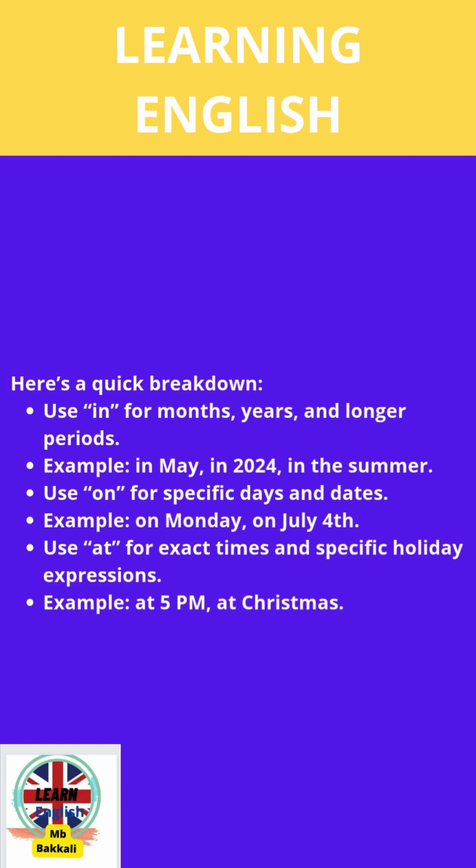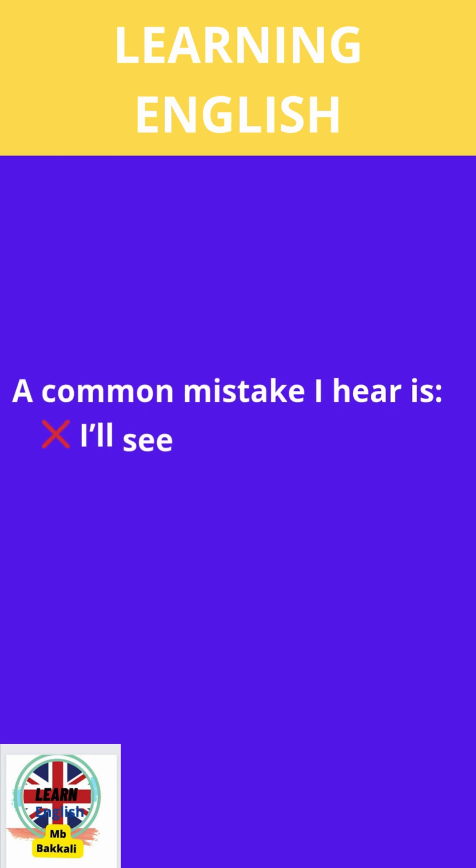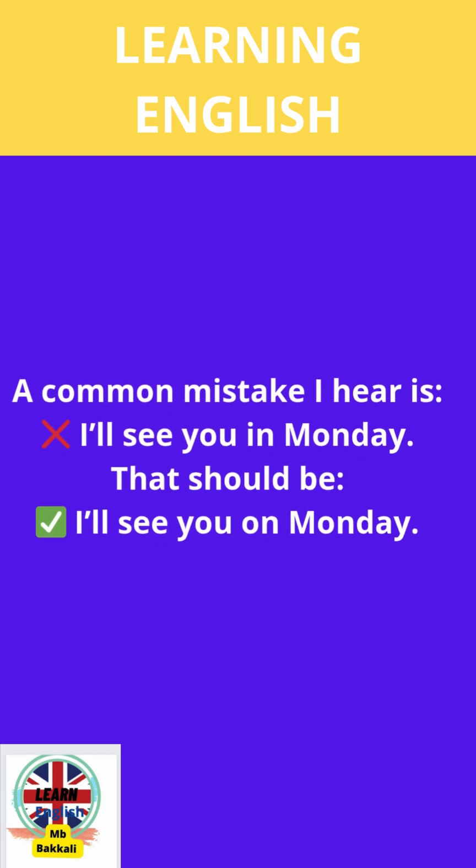Use on for specific days and dates. Example: on Monday, on July 4th. Use at for exact times and specific holiday expressions. Example: at 5 p.m., at Christmas. A common mistake I hear is, I'll see you in Monday. That should be, I'll see you on Monday. Think of it this way: in is broad, on is specific to days, and at is even more precise.